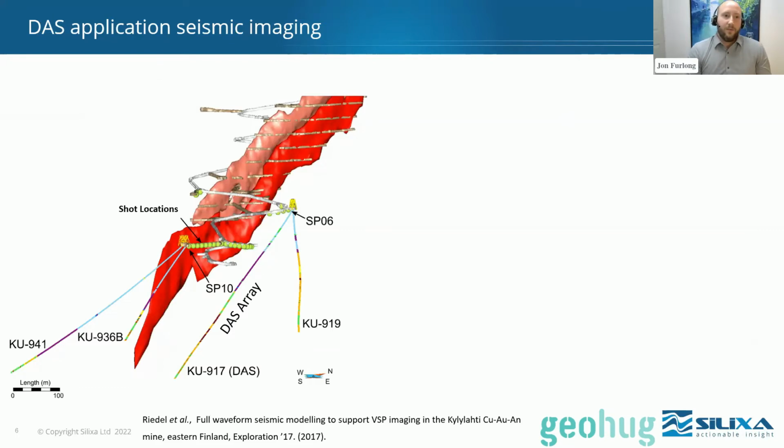So how does that help us in mines for imaging and for exploration? This example here is Kylylahti mine in Finland, and this is a sulfide deposit, in pink or in red here that you can see. What they were looking to do was a VSP experiment using a number of different shot points, and then they used their boreholes to image their ore body.